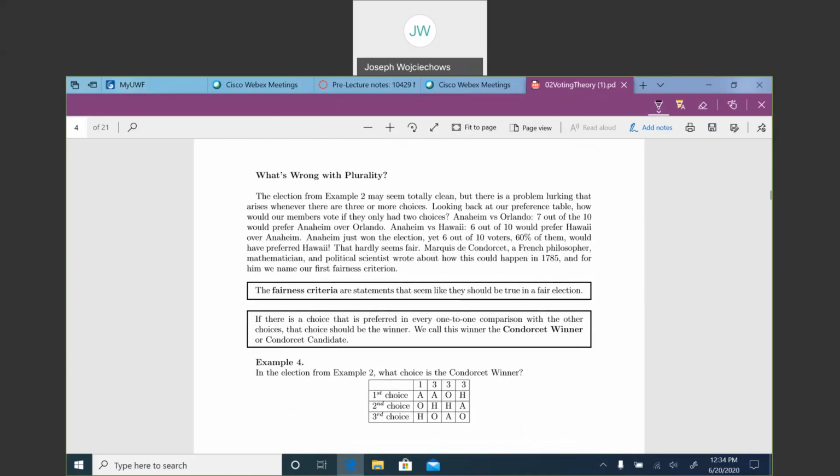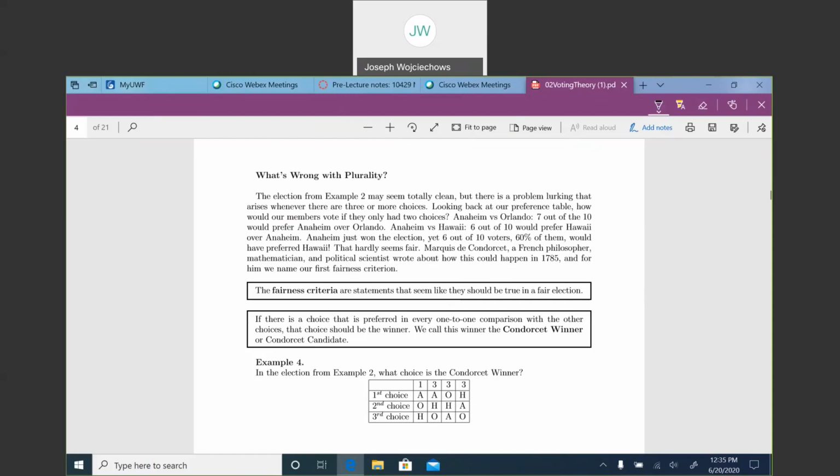So there can be some problems with this. The election from example 2 may seem totally clean, but there's a problem lurking that arises when there are 3 or more choices. Looking back at our preference table, how would our members vote if they only had 2 choices? Anaheim versus Orlando: 7 out of 10 would prefer Anaheim over Orlando. Anaheim versus Hawaii: 6 out of 10 would prefer Hawaii over Anaheim. And Anaheim just won the election, yet 6 out of 10 voters, 60% of them, would have preferred Hawaii.